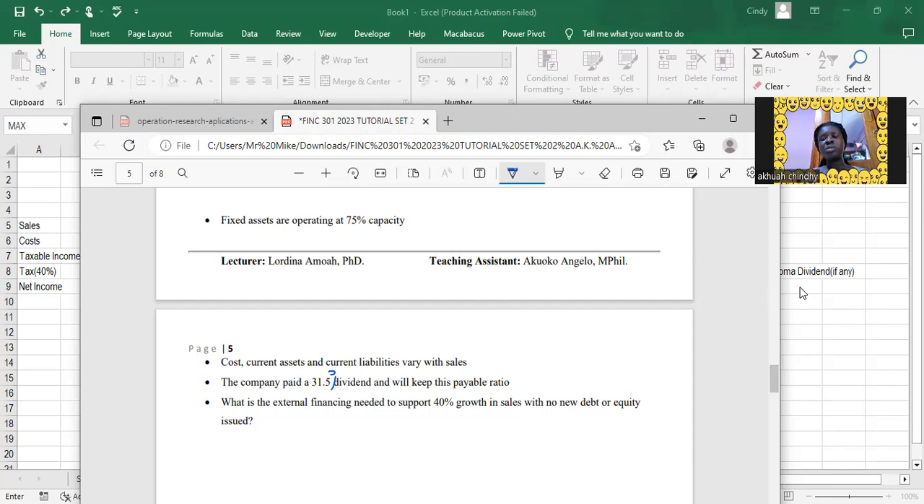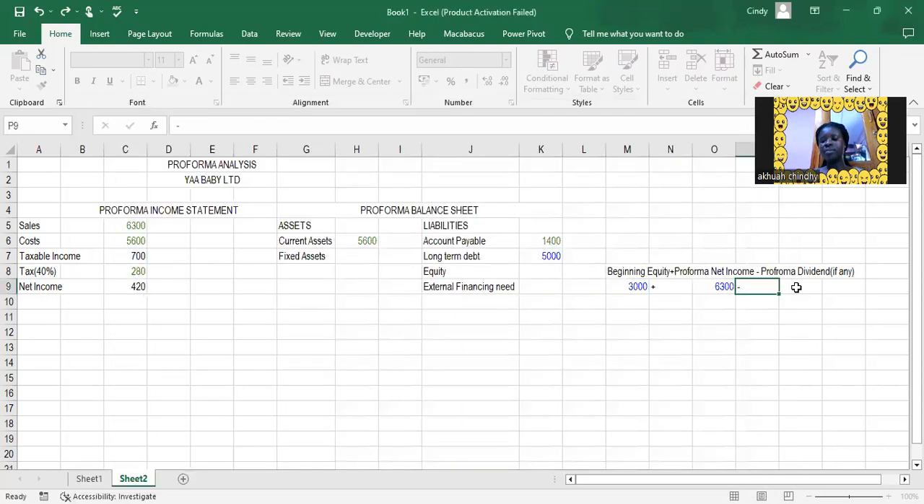So if we are paying 31.5% of the net income as dividend, then we'll come here. So our pro forma dividend will be 31.5% times our pro forma net income, because we're looking at the future. In the future, they told us that the dividend payout ratio will still be 31.5%, right? And dividend, we know that it's taken out of what? Net income. So we use our pro forma net income, which is 420. Then we get 132.3.